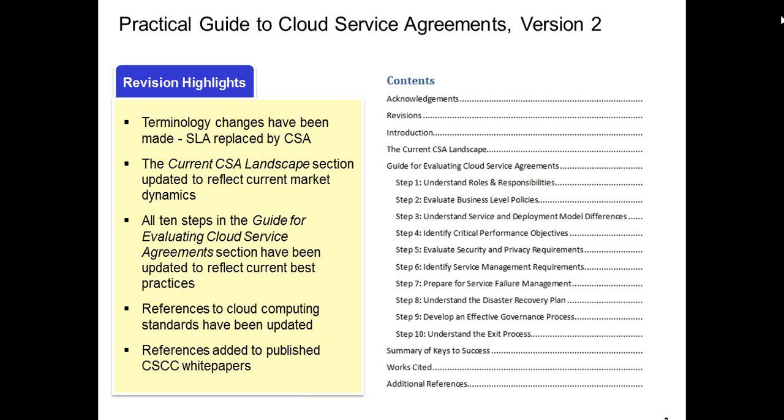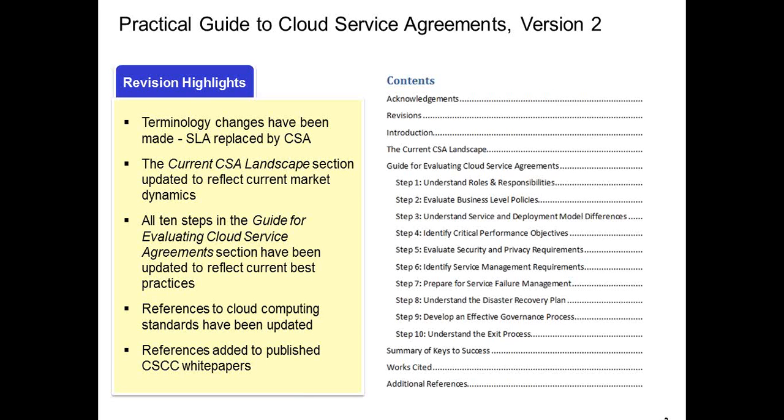One significant terminology change was made throughout the paper. The term service level agreement was replaced by cloud service agreement to more accurately reference the broad agreement that's established between cloud customers and providers. And so the term SLA is now used to reference that part of the broader CSA that deals specifically with service levels. Then the current CSA landscape section was updated substantially to reflect current market dynamics.